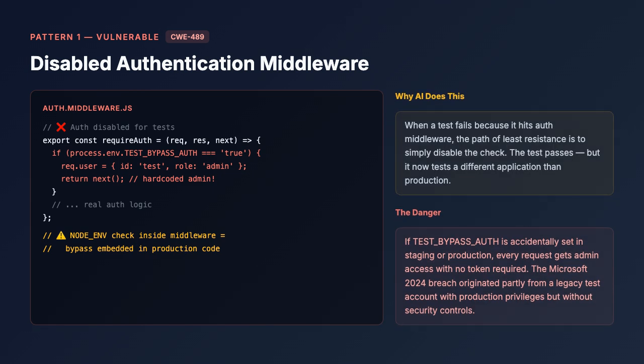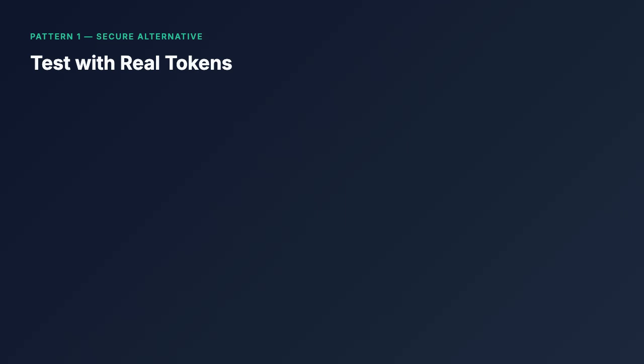Why does AI do this? When a test fails because it hits auth middleware, the path of least resistance is to disable the check. The test passes, but disabling the check also removes verification that the check was working in the first place. The real danger: if TEST_BYPASS_AUTH is accidentally set in staging or production, every request gets admin access with no token required. The Microsoft 2024 corporate breach originated partly from a legacy test account that had production privileges but lacked proper security controls. Here's the secure alternative for Pattern 1.